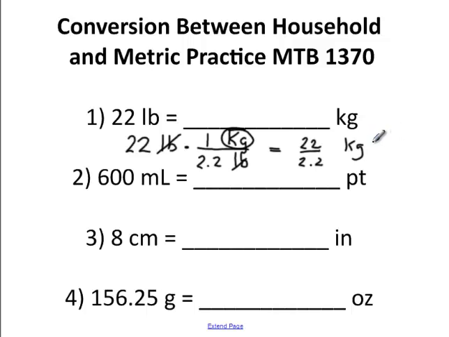And when you divide that, you'll get 10 kilograms. 22 divided by 2.2 is 10. So our answer is 10 kilograms.